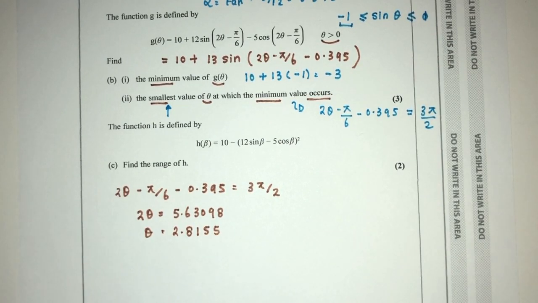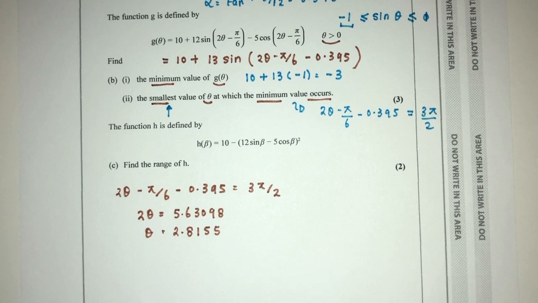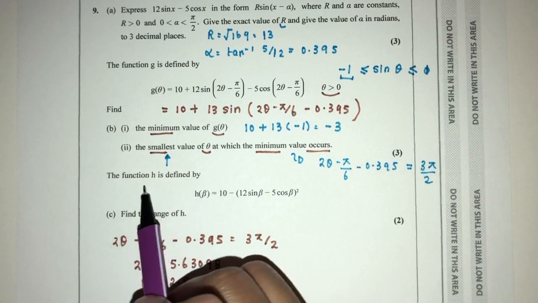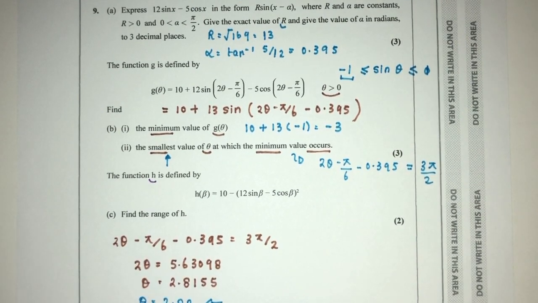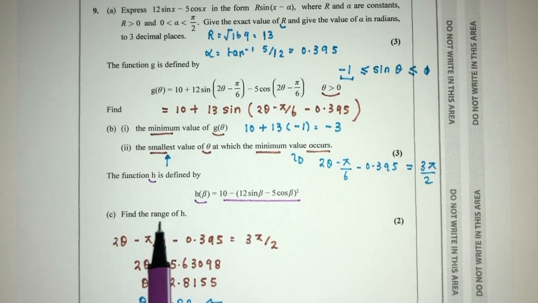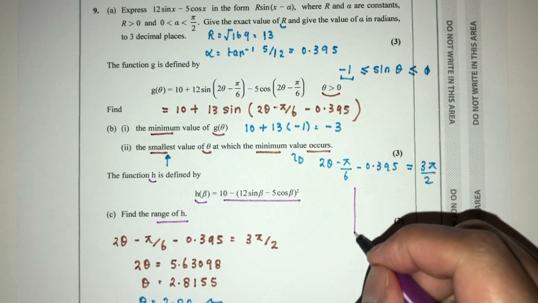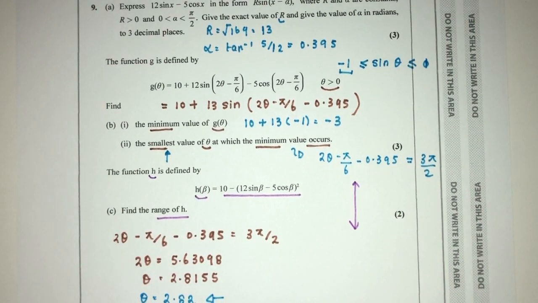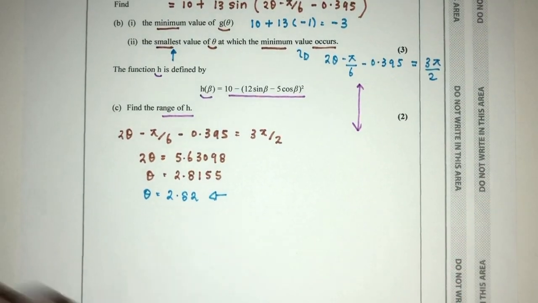Now, we don't have any limits for decimal places, so let's use 3SF as always. 2.82 will be correct to 3SF for that value to occur. Now for part C, the function h is defined by this. Okay. Now find the range of h. The range is the values up and down of h. All right, the range is the y values of h. So let me rewrite the equation to see what we have again.